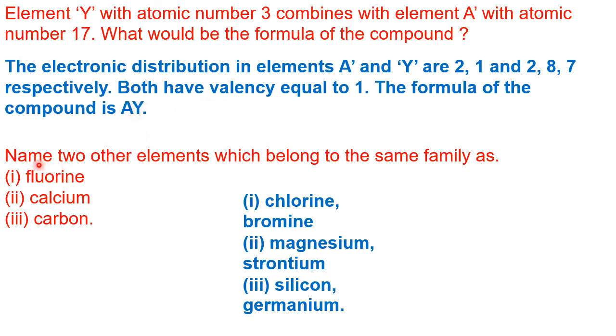Next, name two other elements which belong to the same family. Fluorine family, halogen family, so chlorine, bromine. Calcium family, alkaline earth metals, magnesium, strontium, barium, radium, any two you can give. Carbon family, silicon, germanium, all those. Okay, so any two you can give. Okay, right.